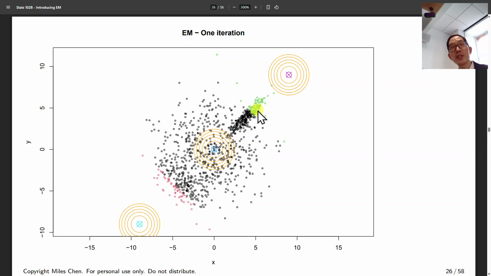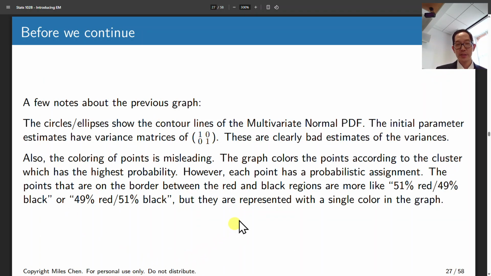But remember, these are not strict assignments. These are probabilistic. So all of these points over here have some probability of being in cluster 1, and all of these points over here also have some probability of being in cluster 3, and technically some probability of being in cluster 2, even if that number is very, very, very close to 0, okay? So it's probably like 51% black, 49% green, and 10 to the minus 8 red or something like that, okay? And so that's what I have written on this slide, okay?